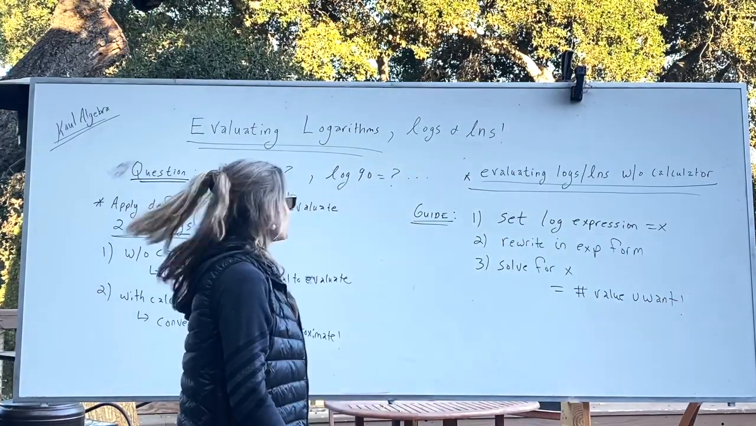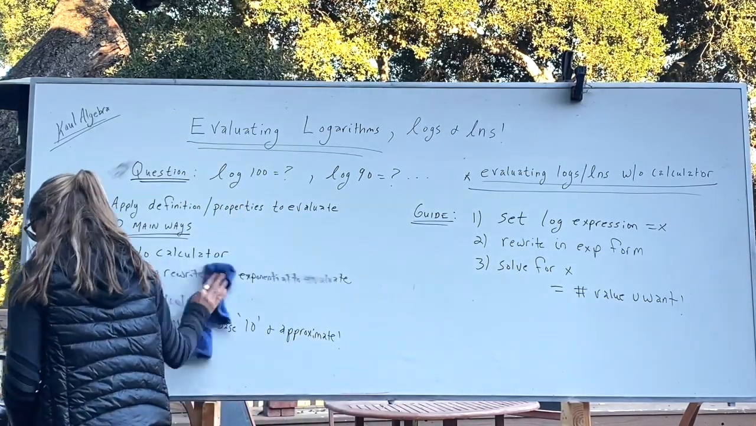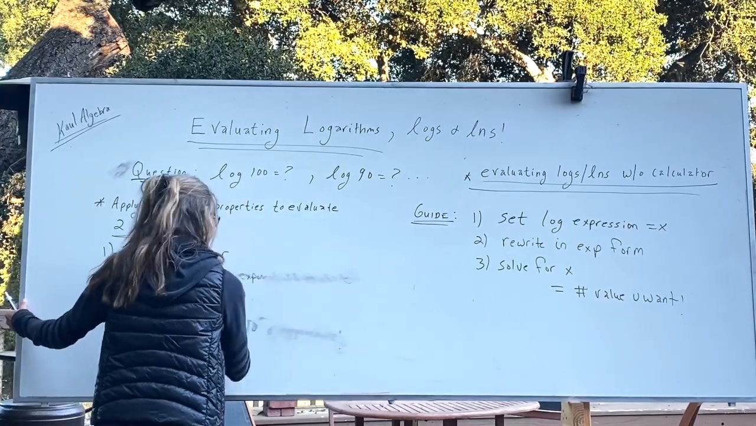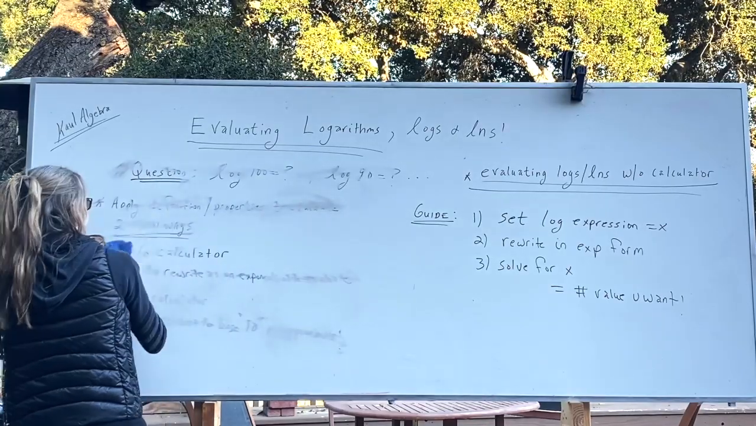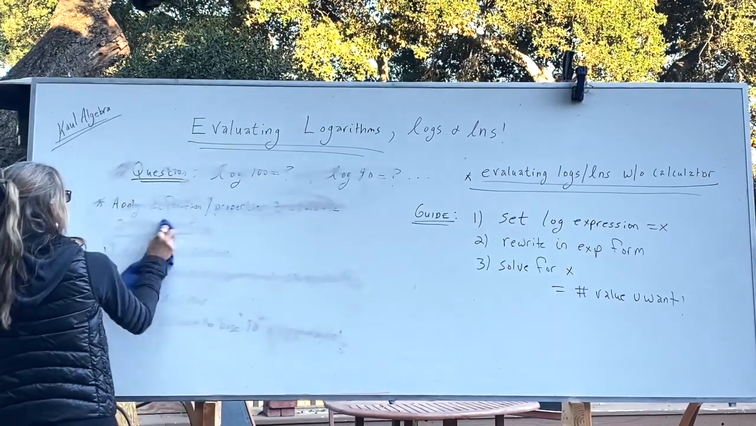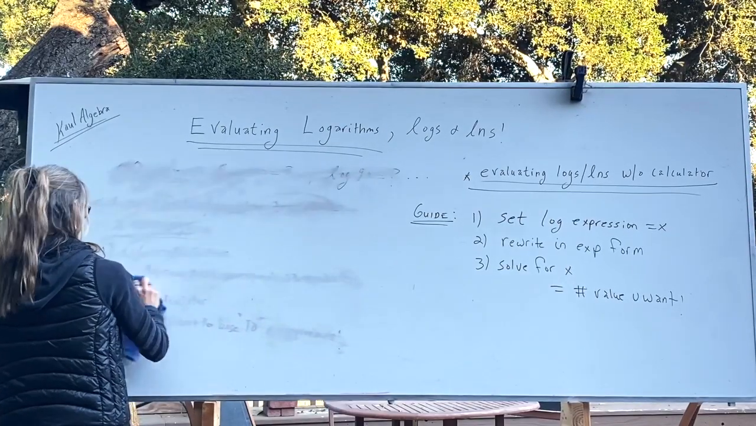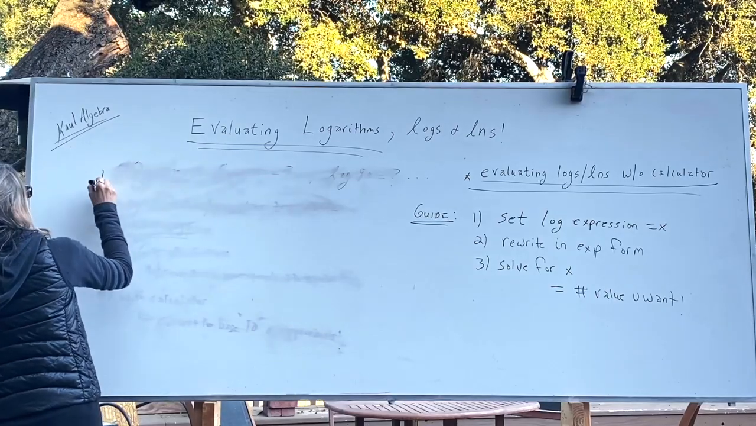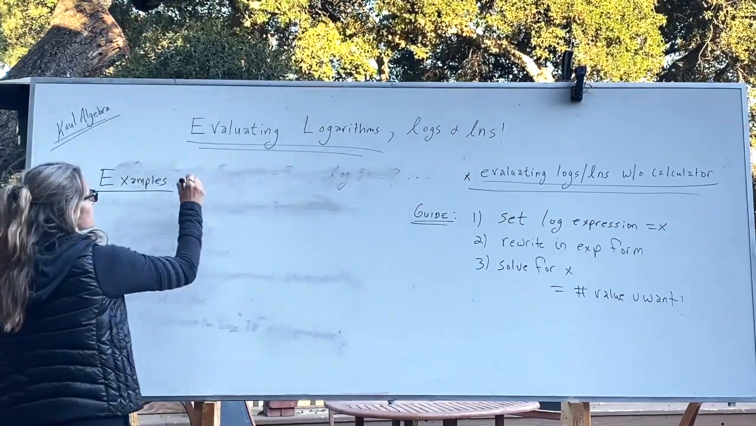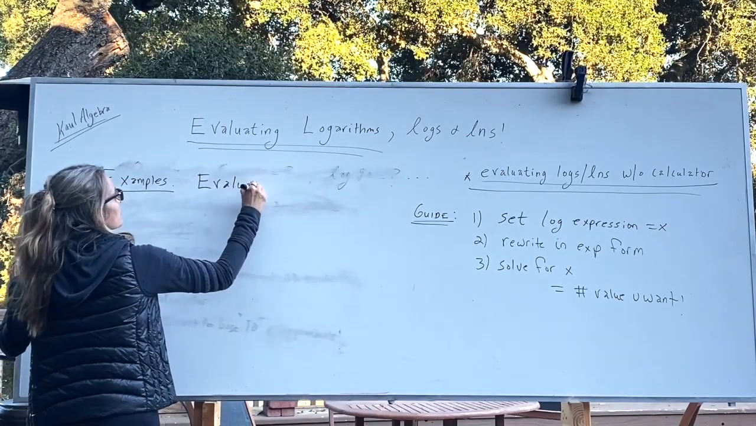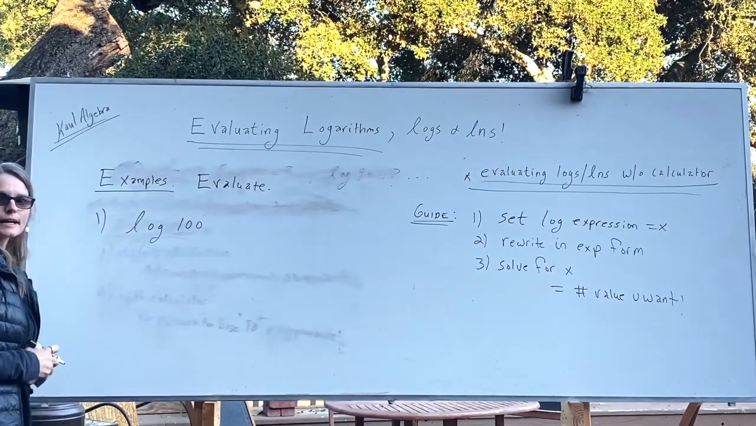Okay, let's start with a few simple logs. I'm going to do some examples, and in this type of problem, the directions will always be stated as evaluate. I'll start off with the earlier log I had, log of 100. What is that going to be equal to?